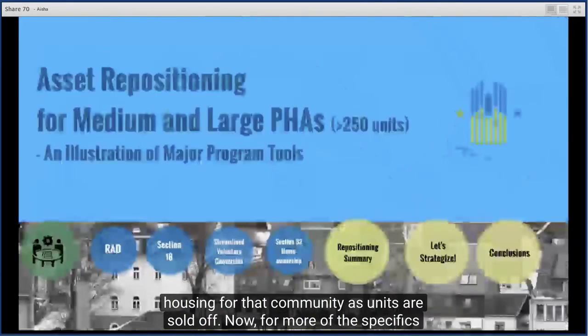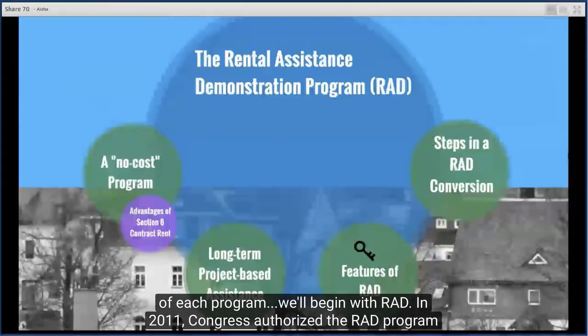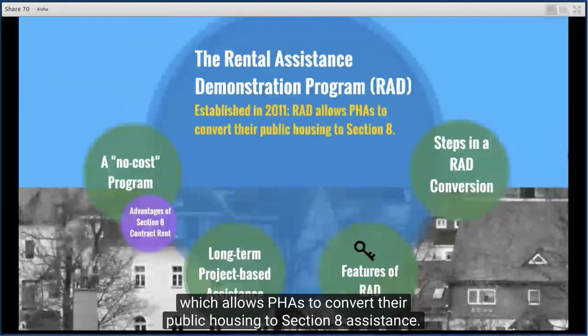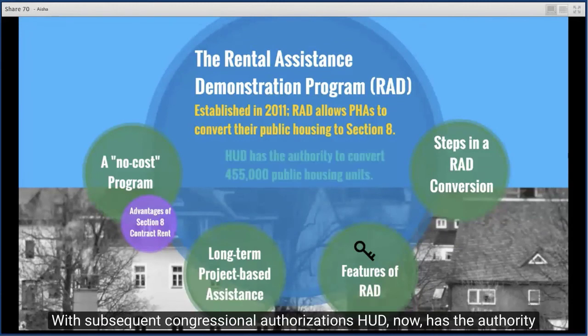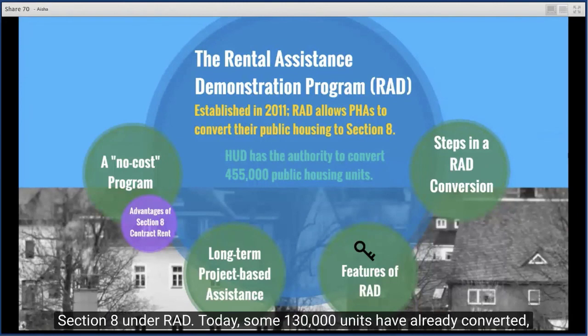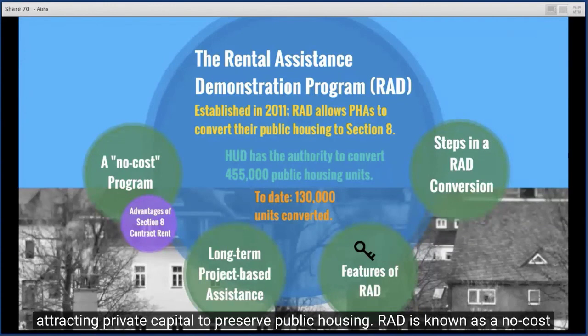Now for more of the specifics of each program, we'll begin with RAD. In 2011, Congress authorized the RAD program, which allows PHAs to convert their public housing to Section 8 assistance. With subsequent congressional authorizations, HUD now has the authority to convert 455,000 public housing units to Section 8 under RAD. To date, some 130,000 units have already converted, proving that converting to Section 8 really is an effective means of attracting private capital to preserve public housing.